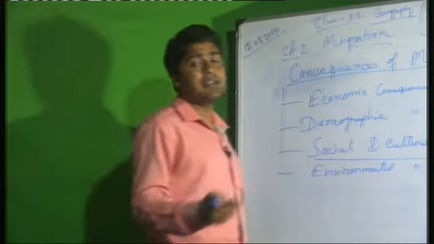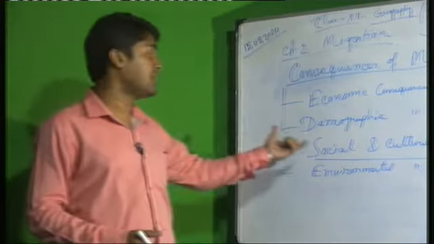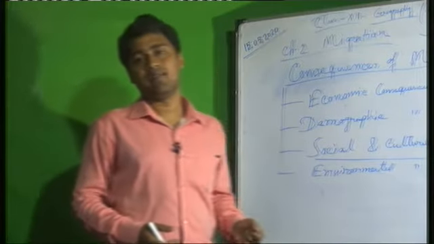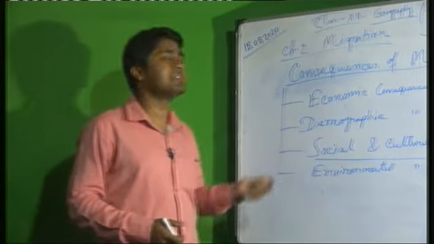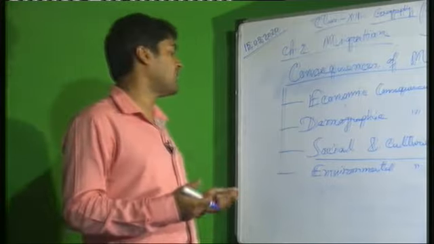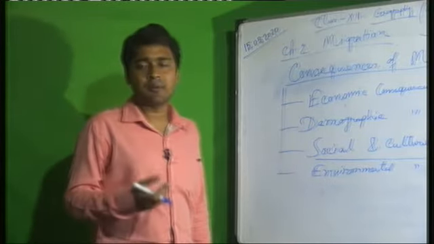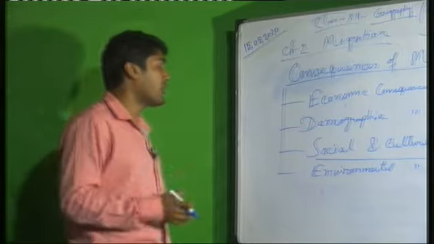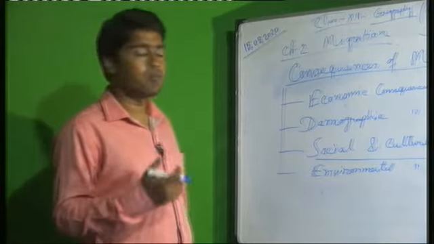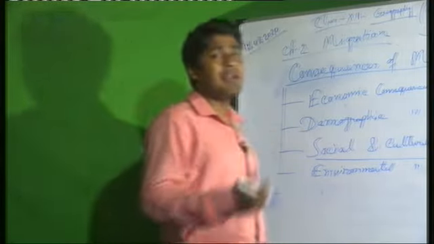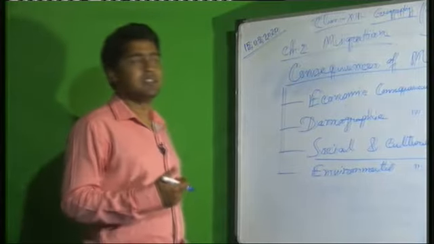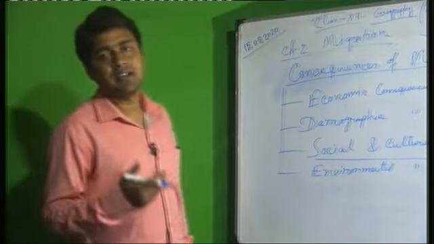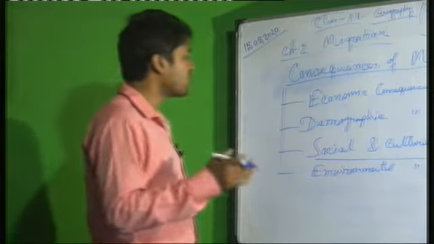Due to the increase of population, society also deteriorates. When the number of people increases, they do not get a sufficient number of job opportunities. At that time, lots of crime and other criminal activities increase. This is the social and cultural consequences of migration.